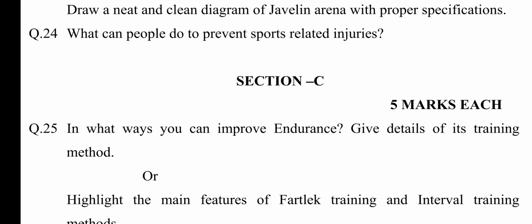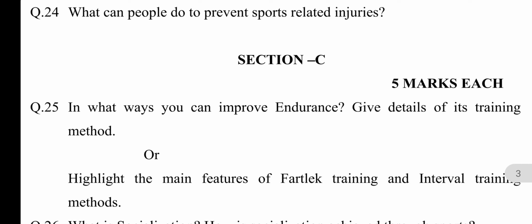Question number 24. What can people do to prevent sports related injuries? This question is related to chapter number 8, Sports Medicine, First Aid and Rehabilitation. The answer may be: today, treating sports injuries is much better than in the past. Most people who get sports injuries play sports and exercise again. People have to take some preventive steps to prevent sports related injuries, as listed below.